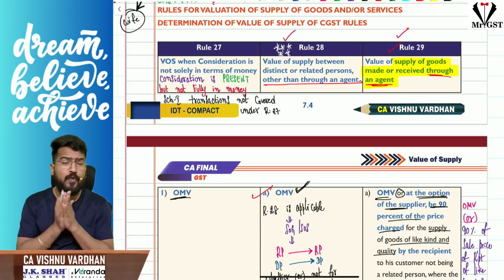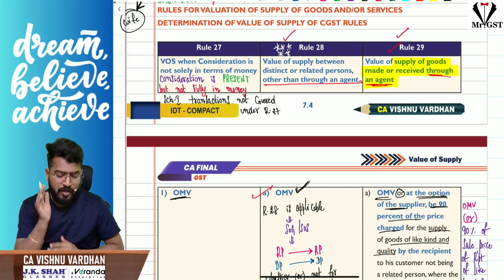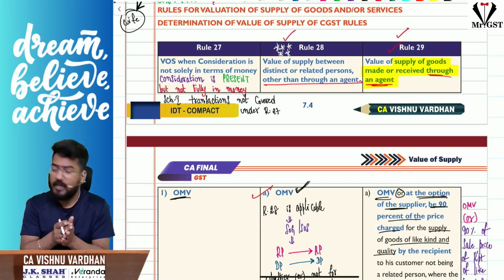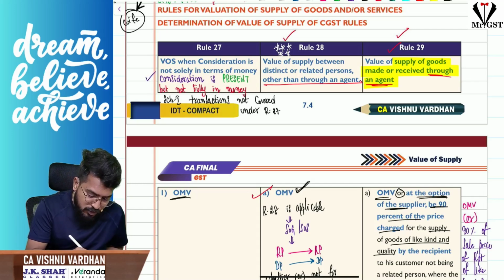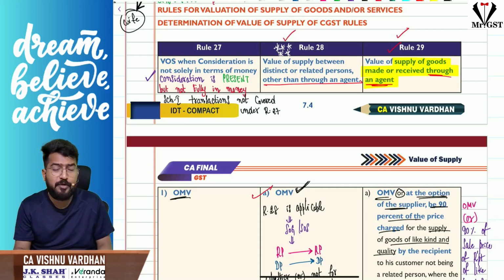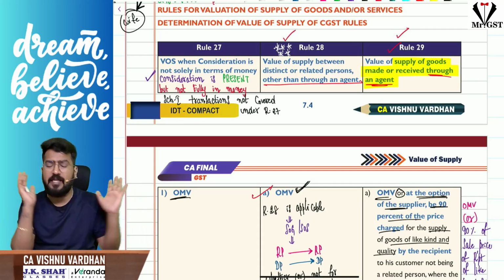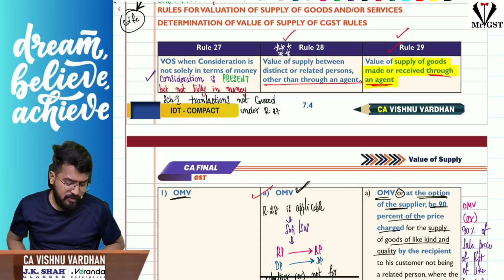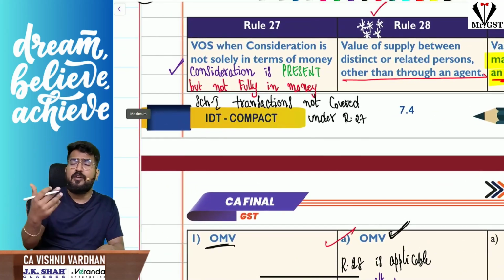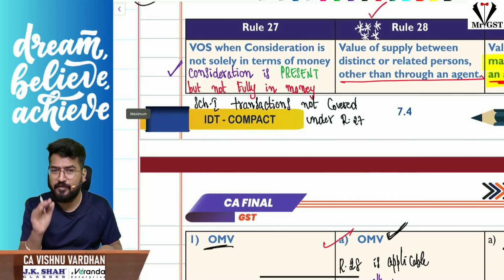When we go through the valuation rules, the first rule we come across is rule 27. Understand, rule 27 is mainly applicable when there is consideration, but it is not fully in terms of money. Then only rule 27 will come into the picture. That means for Schedule 1 transactions, rule 27 is not applicable. Rule 27 is applicable only when consideration is present but not fully in money, meaning some non-monetary consideration is also involved. For Schedule 1 transactions, I repeat, rule 27 will not come into the picture.